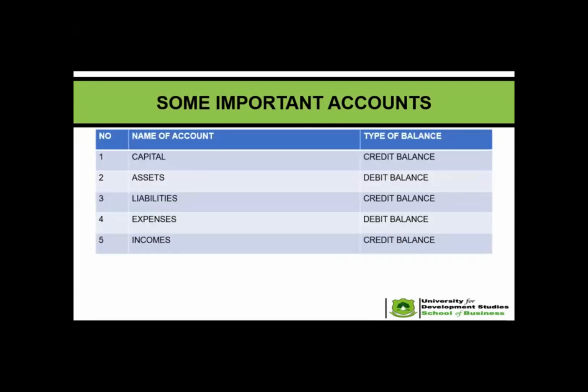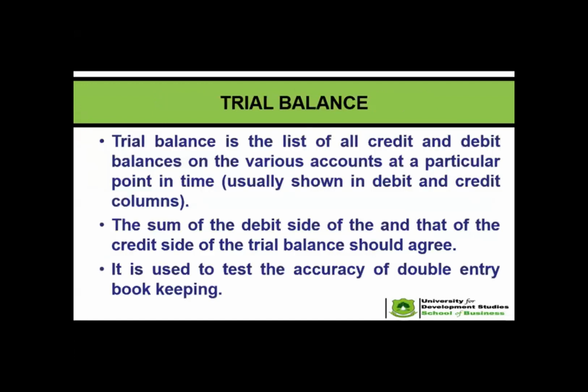So when you are through with balancing of your account, then you will extract the trial balance. We'll come and look at it. So we're saying that trial balance is a list of all credit and debit balances on the various accounts at a particular point in time, usually shown in the debit and credit columns. The sum of the debit side of the trial balance and that of the credit side should agree. Under normal circumstances, it should agree.